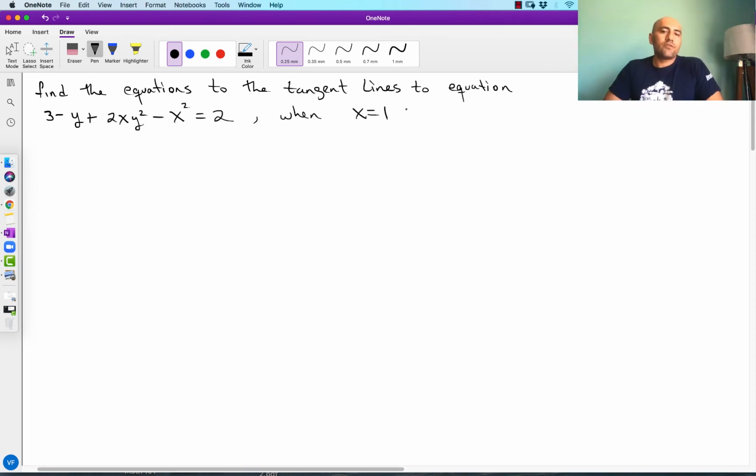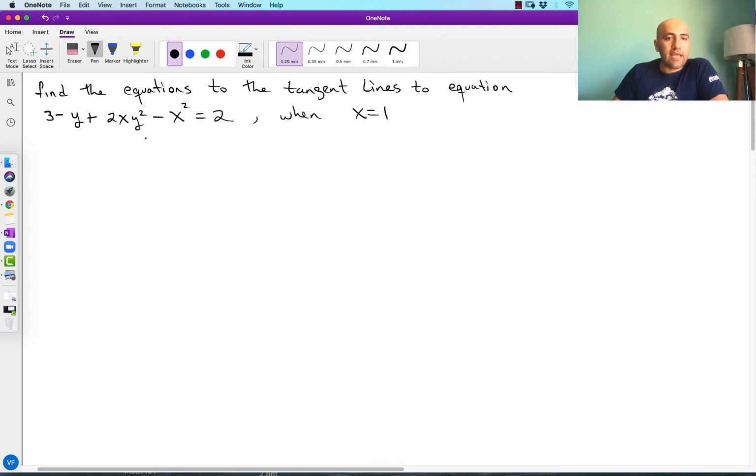Okay, find the equations of the tangent lines to the equation 3 minus y plus 2xy squared minus x squared equals 2 when x equals 1. The first thing we have to do is think about the ordered pairs that are solutions to this equation where x equals 1. So we need to find the values of y such that (x, y) solve this equation. Okay, so let's begin there.